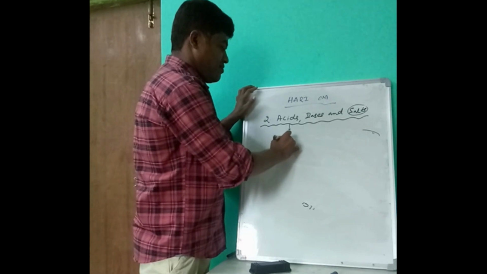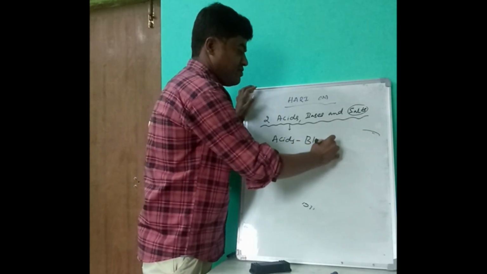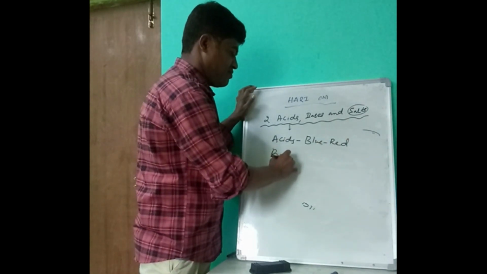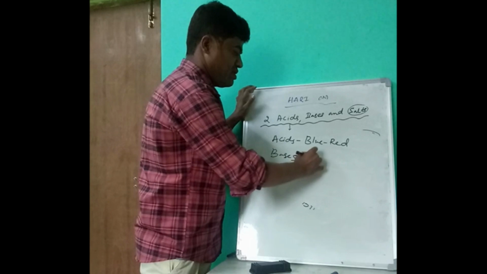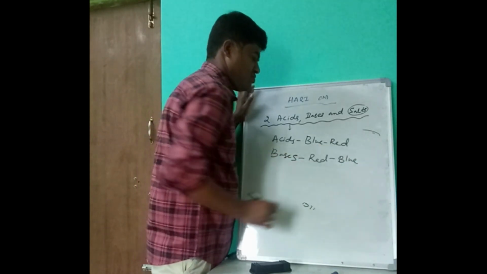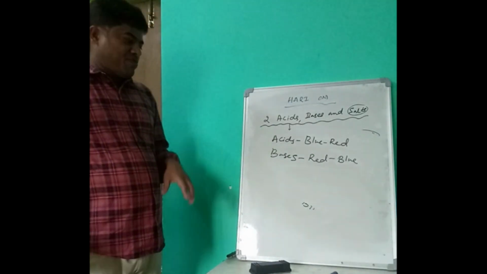And also you know, acids turn blue litmus to red, bases turn red litmus to blue. This is what we learnt in our previous classes.